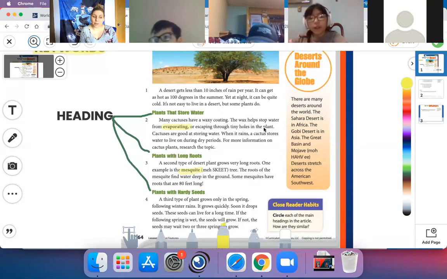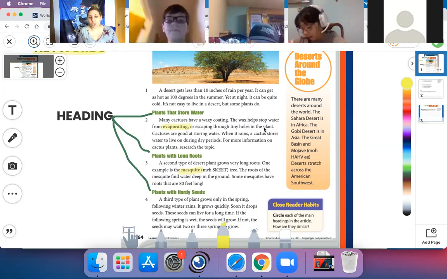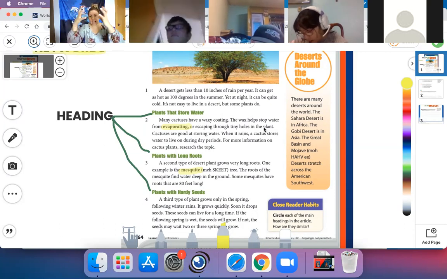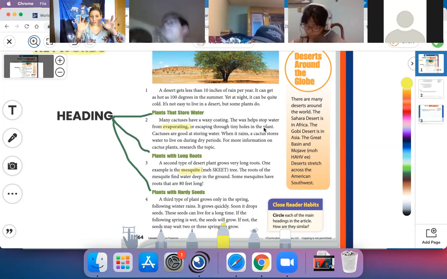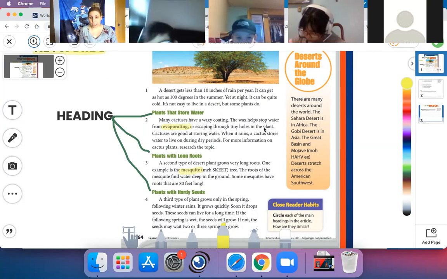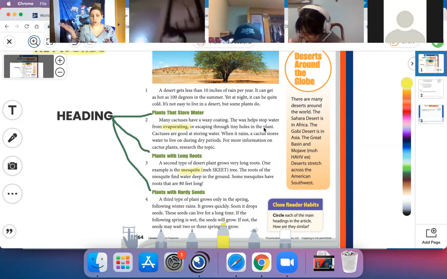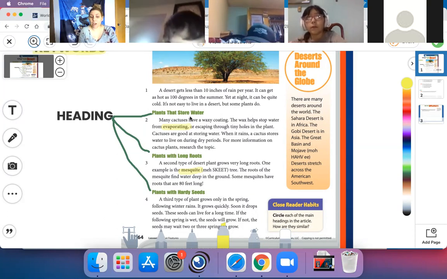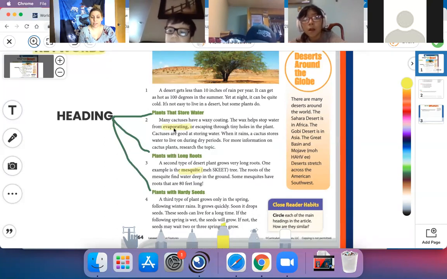Remember, we learned that word evaporating when we read about the water cycle. Remember a couple of lessons back, we read that story about how water evaporates, turns into a gas, it condenses into a cloud, and then it rains as precipitation, and then it gathers again and starts all over. So we've learned this word evaporating before in Ready Reading. But the authors made it a key word so that we understand that it's a very important part of what we're reading. So it stops the water from evaporating or escaping through tiny holes in the plant.